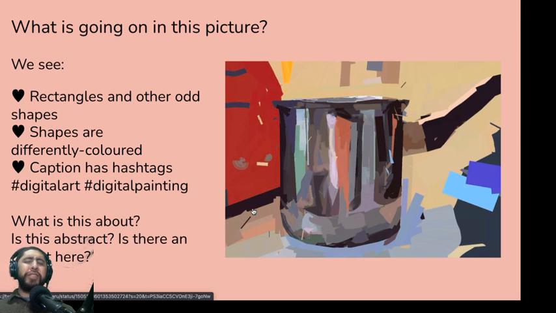So that turns this from just random shapes and random colors into something that has a little bit more semblance to real life. So we understand that this is probably a painting, a digital painting of a pot.